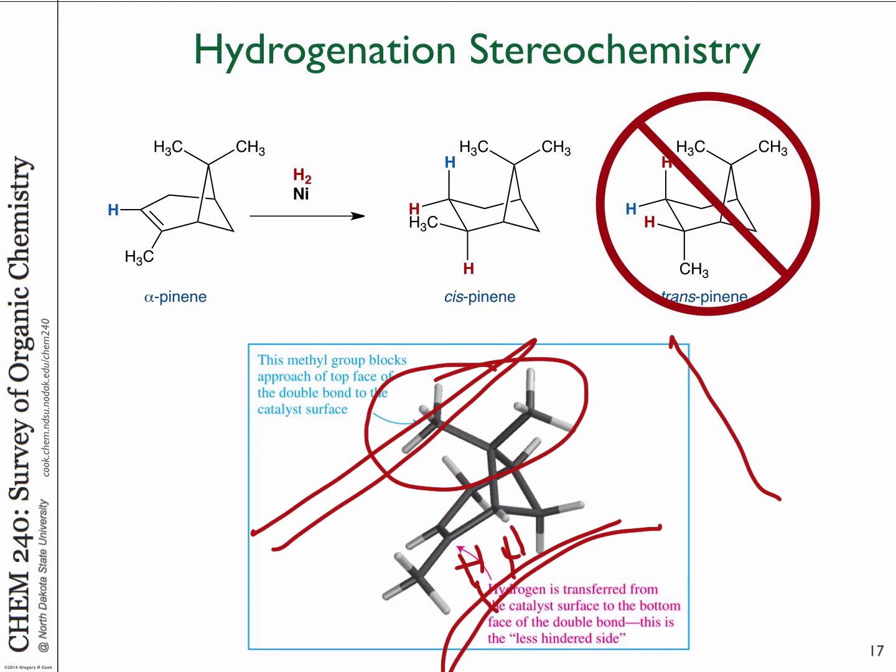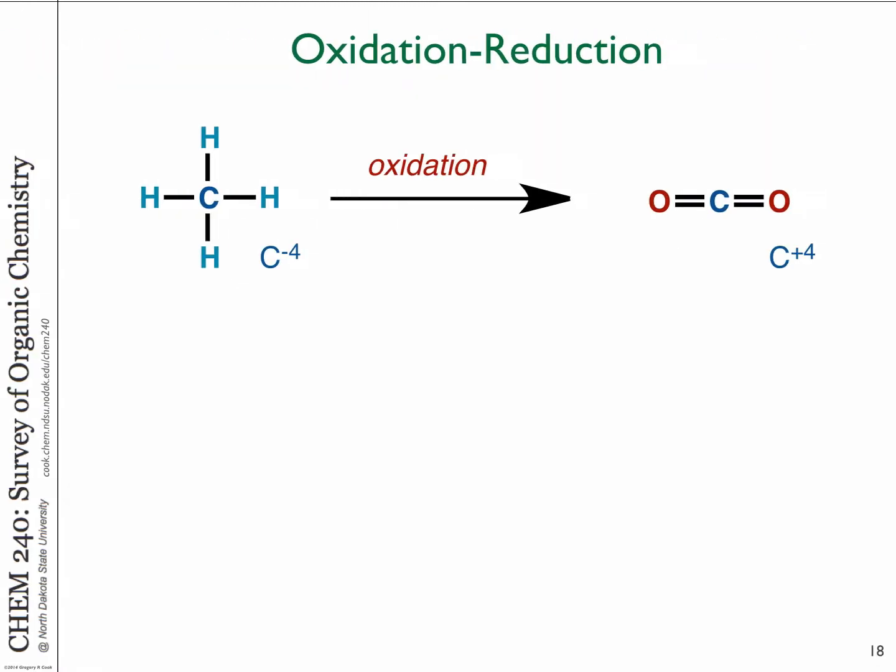So there are other ways we can think about having selective reactions using steric differences on one side of a molecule versus another. And that helps us control things. Okay, so hydrogenation is another reaction.